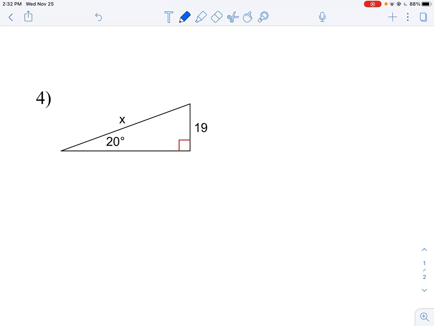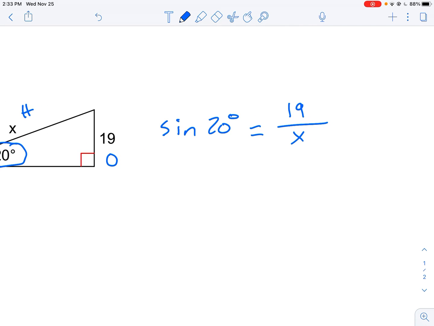Alright, so when I look at my 20 and my sides, I see I'm missing the hypotenuse, and I have the opposite. I don't have the hypotenuse, I do have the opposite. And so I've got to use my trig function of sine, and this is sine of 20 degrees, and it's going to equal opposite, which is 19, over hypotenuse, which is my x value. So now I have an equation looking like this. If you got this, awesome, you're on the right track.